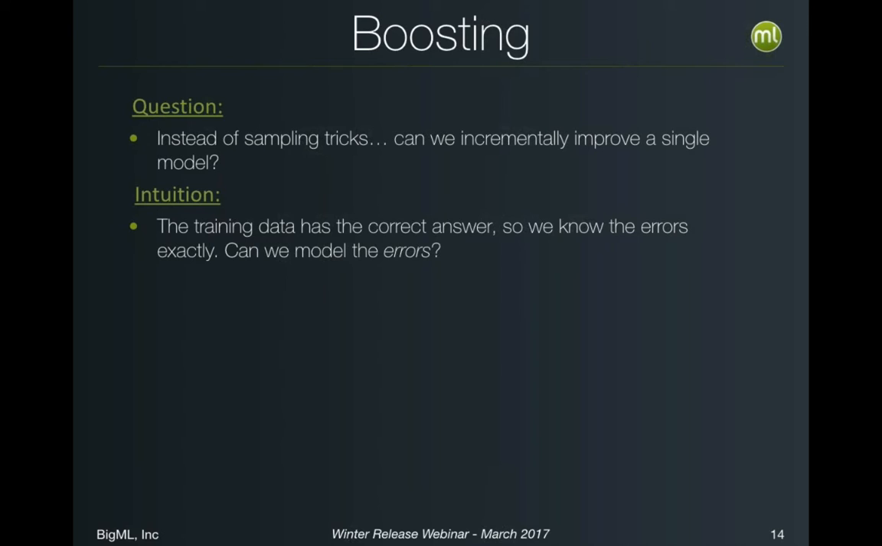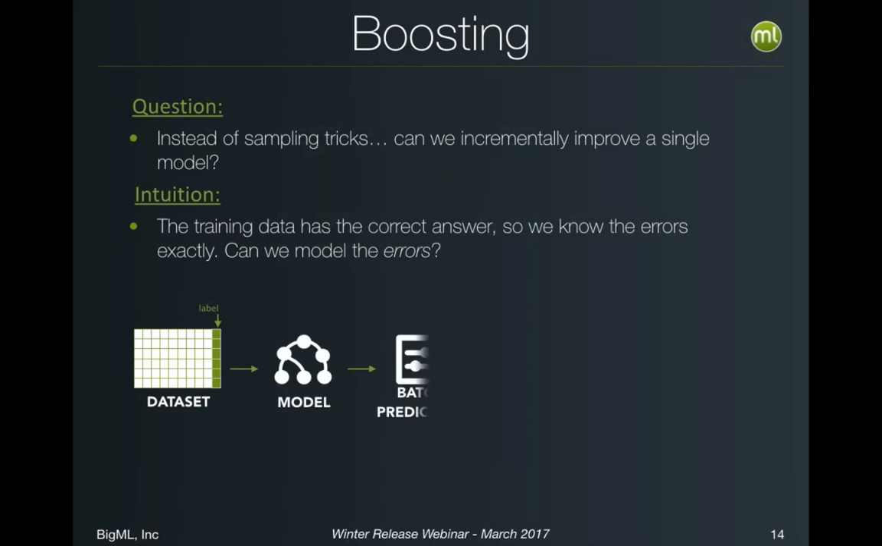And now the idea is, well, can we just model the errors? And well, of course we can. The basic idea here is we're going to take the data set, we've got our label, we use that to build a model, we could run some kind of a batch prediction, and we could take all of those predicted outcomes and put them back into the data set. So imagine I just append the predicted column to my data set.